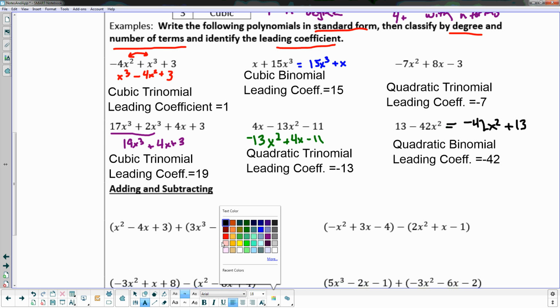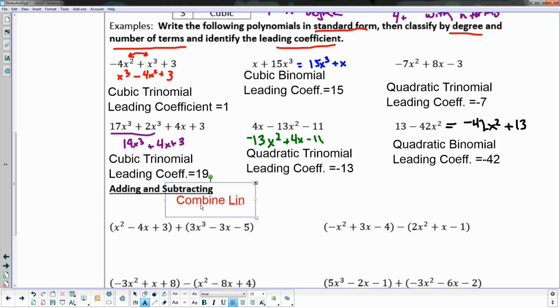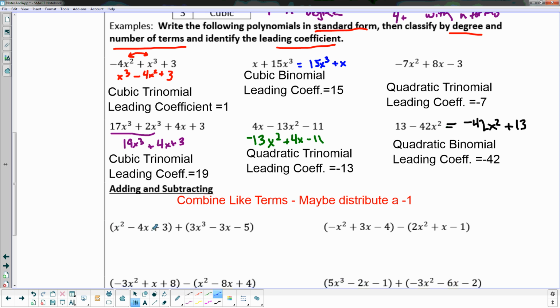Kind of a big key to this is I want to combine like terms. And I'll say maybe distribute a negative 1. So in the event that I'm subtracting, I'm going to distribute a negative 1. But in any addition problem, even though there's parentheses here, they don't mean anything.